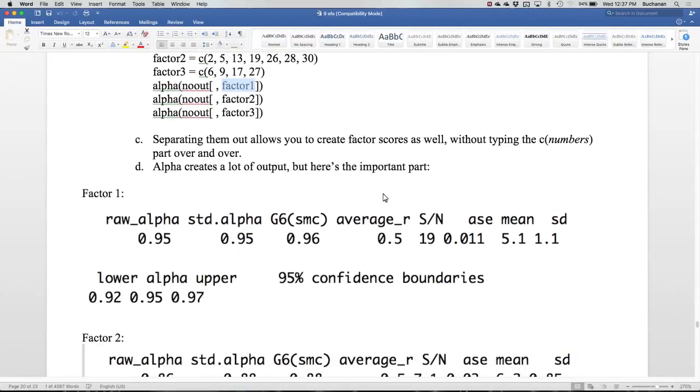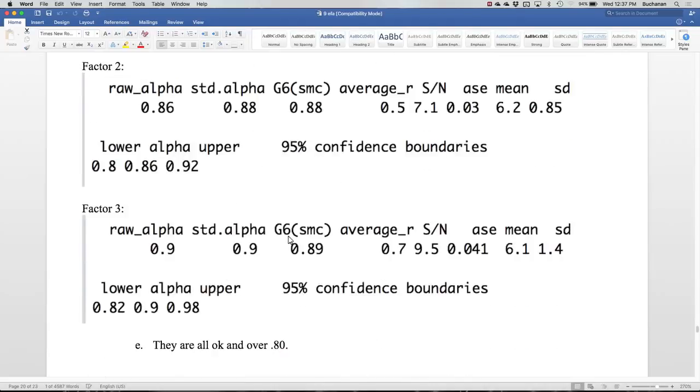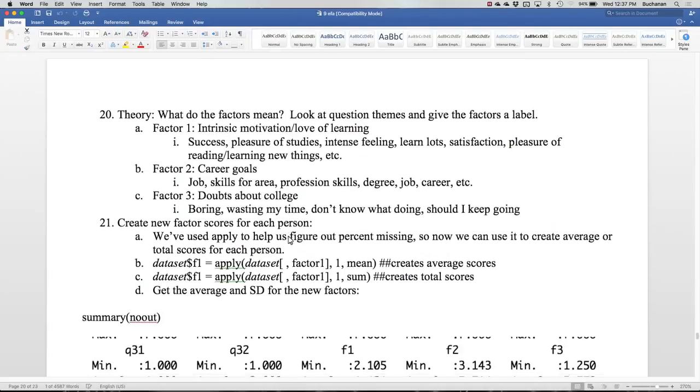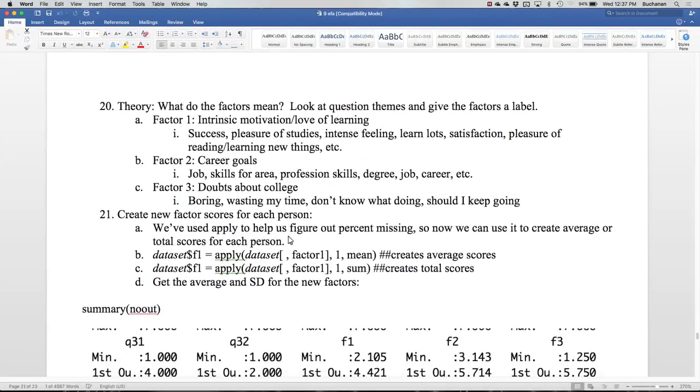So the model has mixed reviews, so to speak. The factors are all reliable. And then we're on to theory, well, theory and creating scores. Can I describe what all this means? Because you can have a perfectly adequate model that is very reliable, but the questions don't make any sense. So you still have to be able to sell people on what these mean.